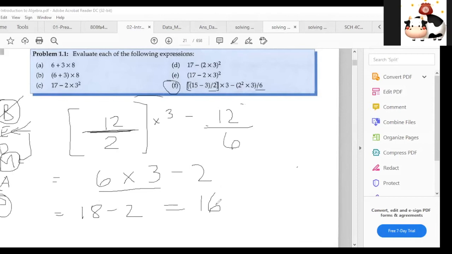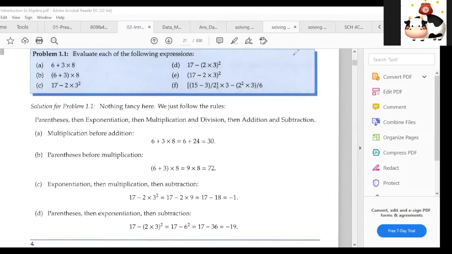Yay! 16. Exactly. Good work. And I got a flood of 16s in the chat. Great work, everybody. Okay, so I think you demonstrated your knowledge of order of operations very well. So I'm going to clear all this. And now we're going to move on.